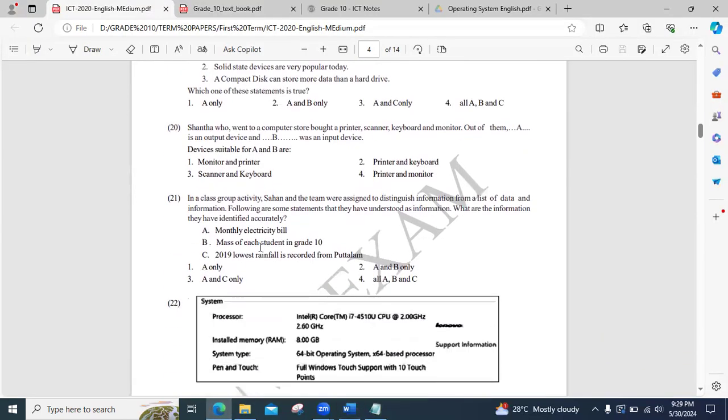So then the next part. Shanta, who went to a computer store, bought a printer, scanner, keyboard, and monitor. Out of them, A is an output device and B is an input device. What is the output device? The printer is an output device. What is the input device? The keyboard is an input device. So the 20th answer is 2.